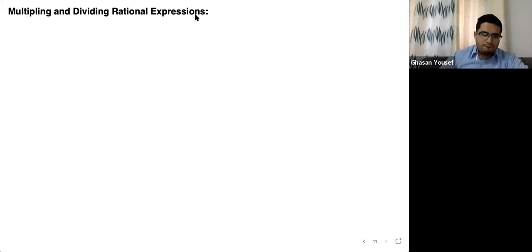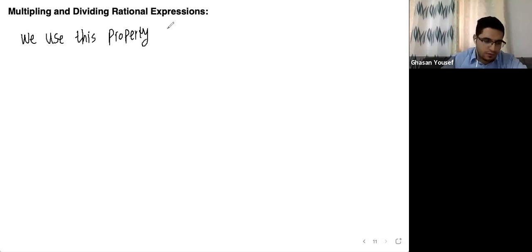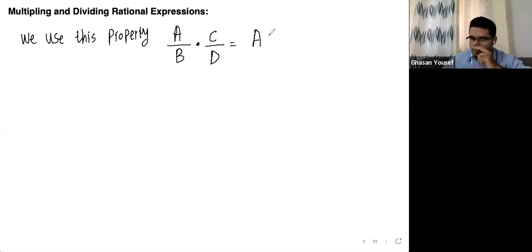So here we use this property. The property is, if I have A over B times C over D, we multiply A times C over, multiplying the denominators together, B times D. So when we multiply two fractions, we multiply the numerators together, A times C, and then we multiply the denominators together, B times D. So I get AC over BD.